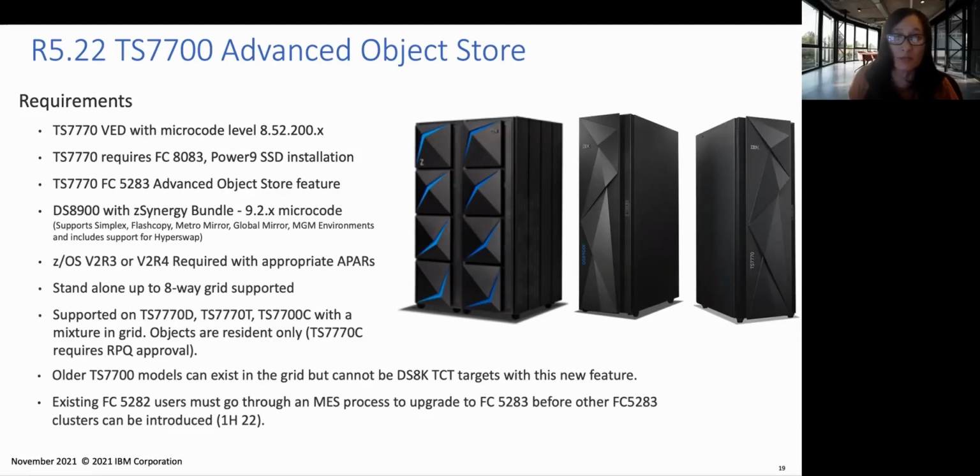There is actually a new piece of hardware that you will need for this feature code. It is covered under feature code 8083. What this does is that it requires 2 new SSDs to be installed into your Power 9 server on that 7770. And this is where the object store database is going to be housed.